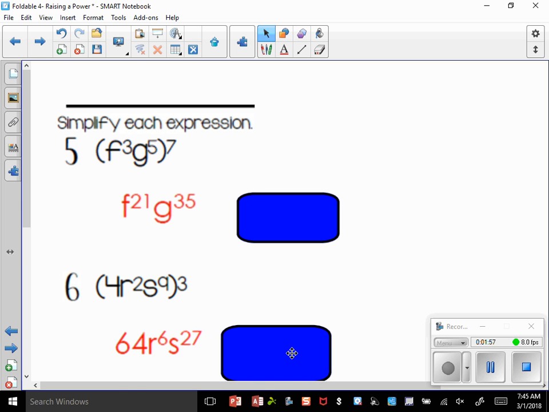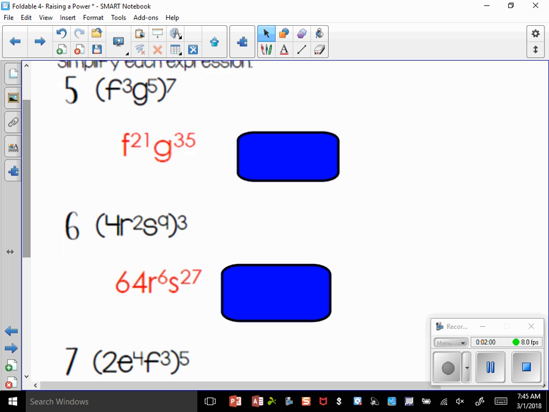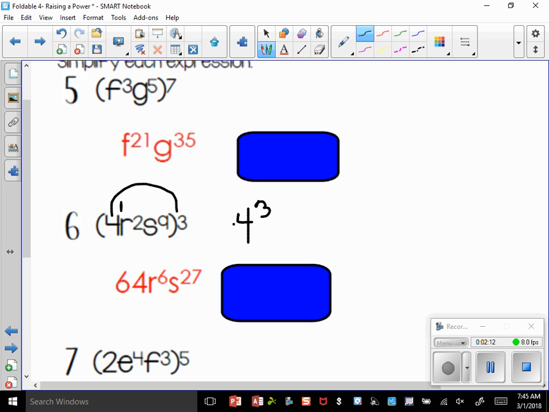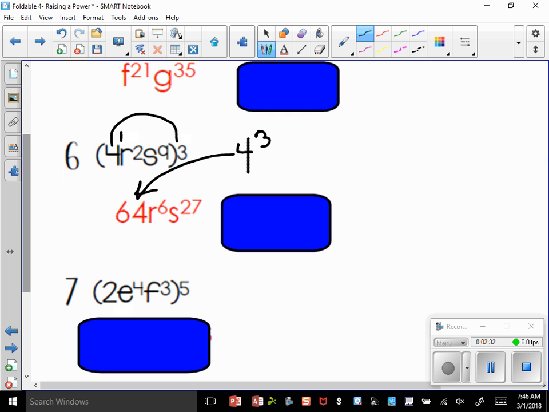So what if there's a number also inside? You do the same thing. That 4 has to be multiplied by the exponent. Remember, there's like an invisible 1. That's like 4 to the first power. So you're going to say 4 to the third power, and that's how we get the 64. And then you multiply the 2 times the 3 and the 9 times the 3. So everything has an exponent, so everything has to be multiplied by the outside power. Okay. Any questions on that?